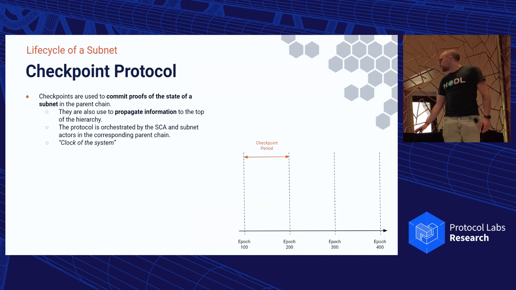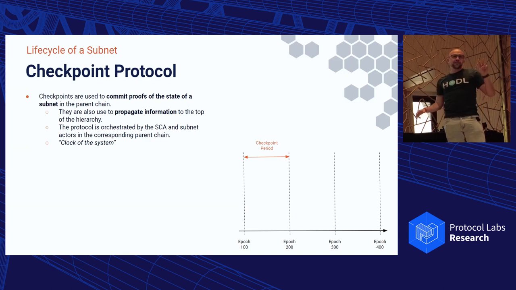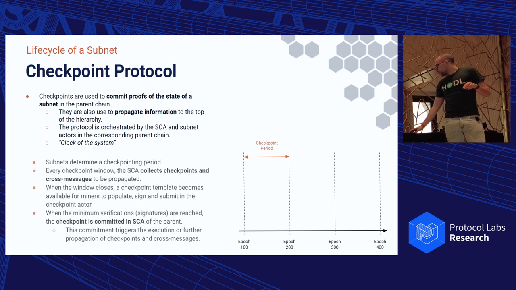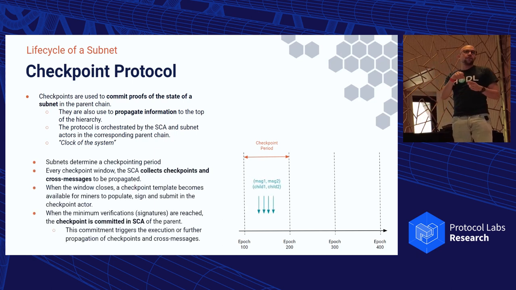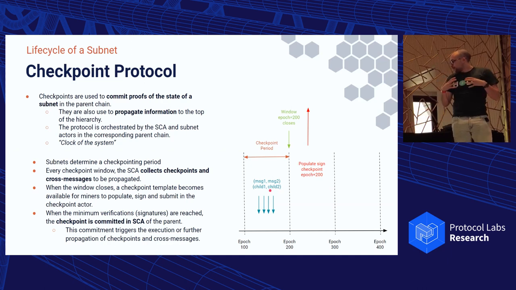So how does the checkpointing work? When you define a subnet, you define the checkpointing period. So I have 100 epochs, and every 100 epochs we want to commit a checkpoint. What we open is two different windows. First is the checkpointing window, which is the one in which the checkpoint is being populated, so all of the cross messages that need to be propagated and all of the child checkpoints that are committed are populated inside a checkpoint template. And then when we reach the epoch for the next checkpoint, what we open is the checkpointing period for the next one. So we start aggregating child checkpoints and cross messages in the same window for the previous checkpoint, which means that here is where miners will get the template.